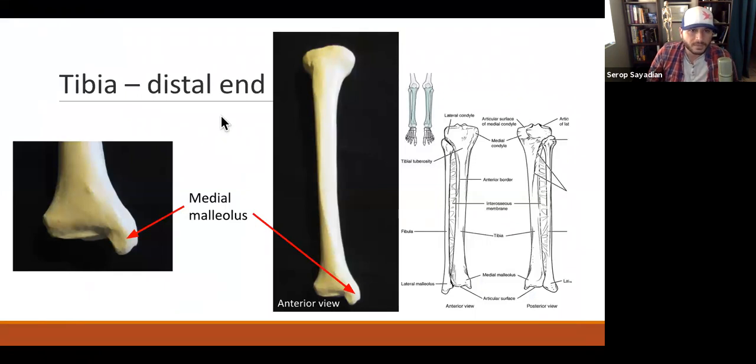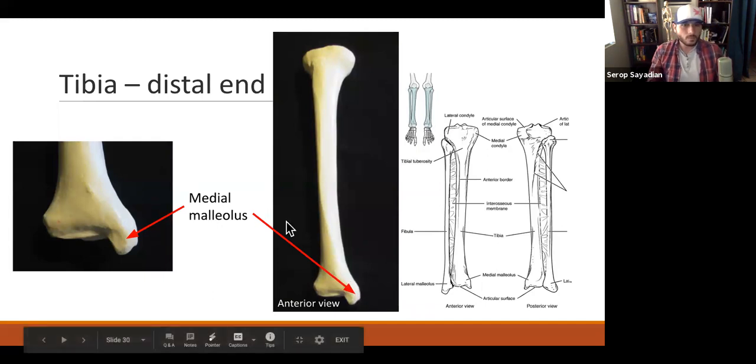If you go to the bottom of the tibia, you're going to find one structure you need to know here, and that is the medial malleolus. Feel your ankle. Feel the inside of your ankle. Okay, feel that big bump on your ankle. You can't miss it. That big bump in the inside of your ankle is the tibia. It's called the medial malleolus.